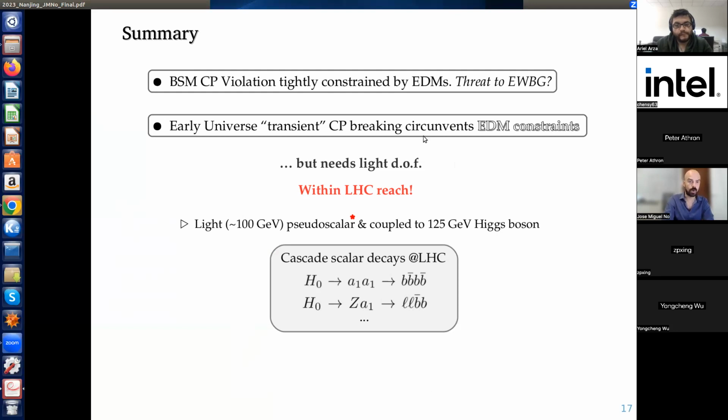So in one realization, this is a light pseudoscalar, 100 GeV or so, or even lighter, that is coupled to the 125 GeV Higgs boson, and that is also coupled to other states that allow for cascade decays. And in other realizations, this could lead to some other light states, for example, even a dark matter candidate. Okay?